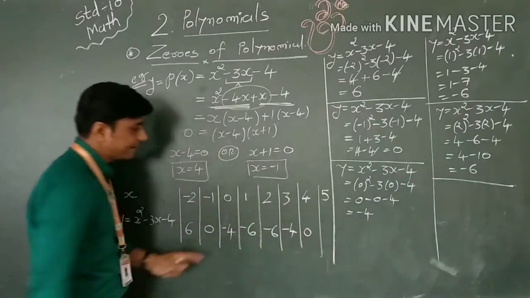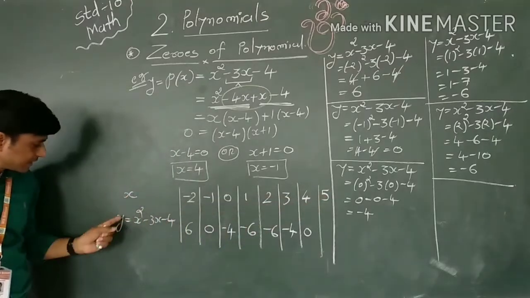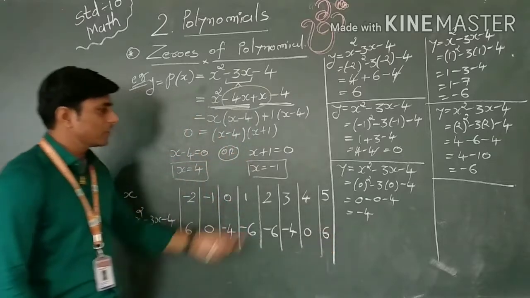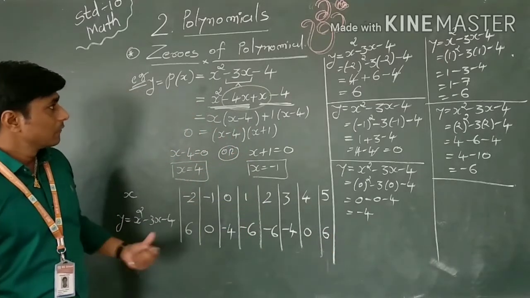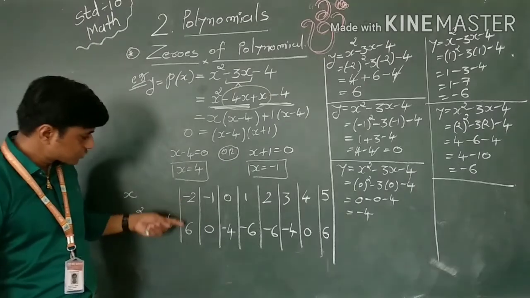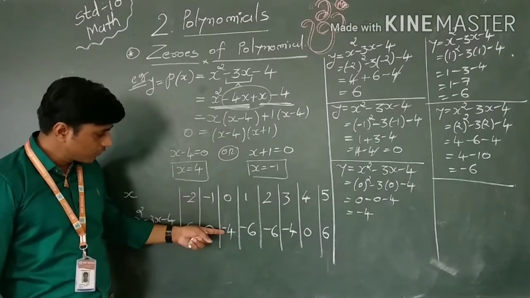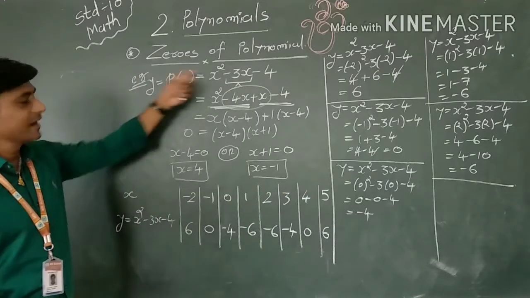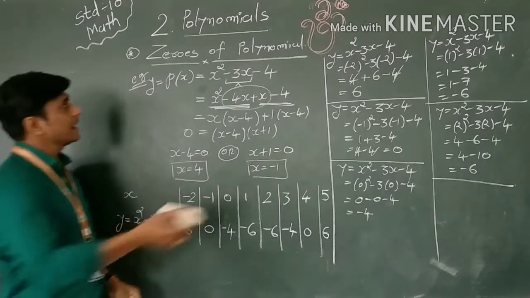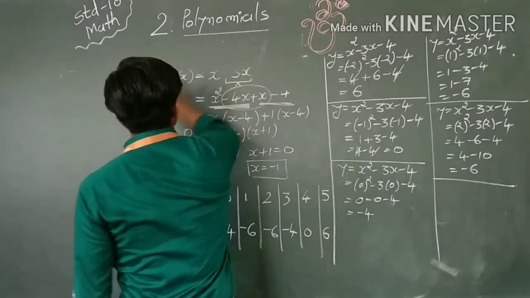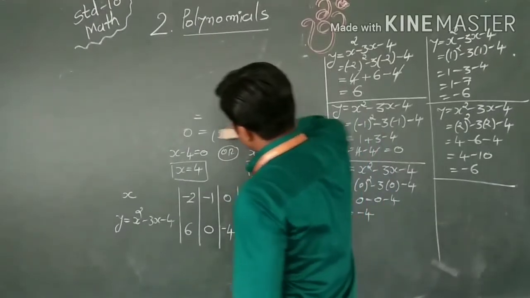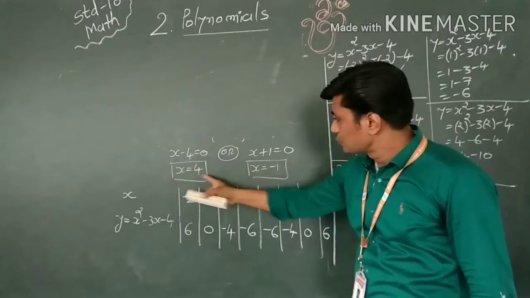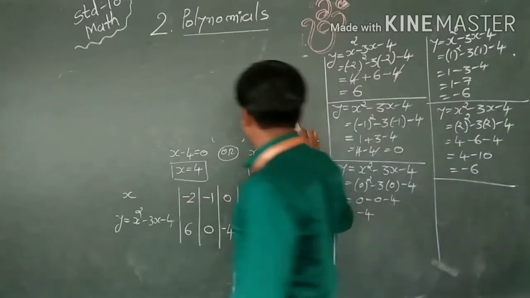If we take the value of x equal to 5, then the corresponding value of y is equal to 6. You can calculate it yourself easily. Now what are our points? Our points are (-2, 6), (-1, 0), (0, -4), (1, -6), etc. Remember this: in an algebraic calculation we have two solutions of this quadratic polynomial.